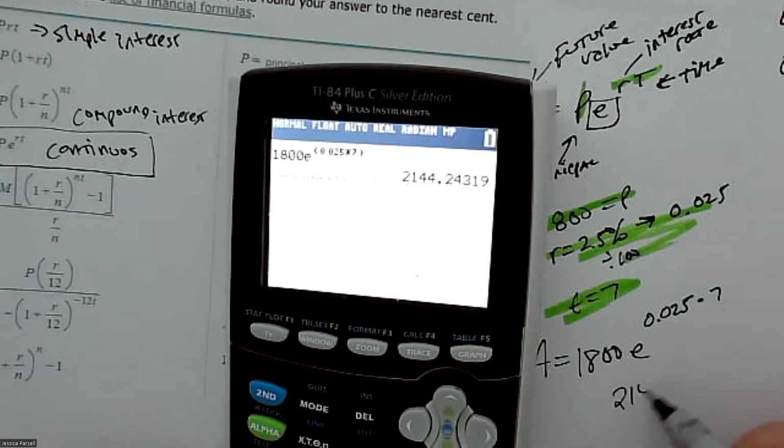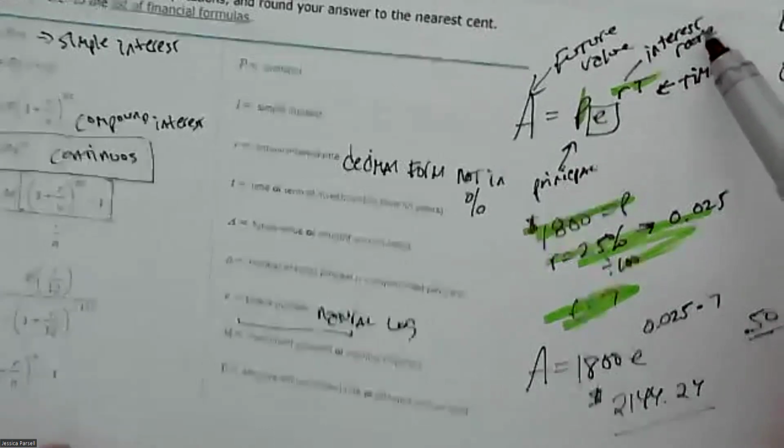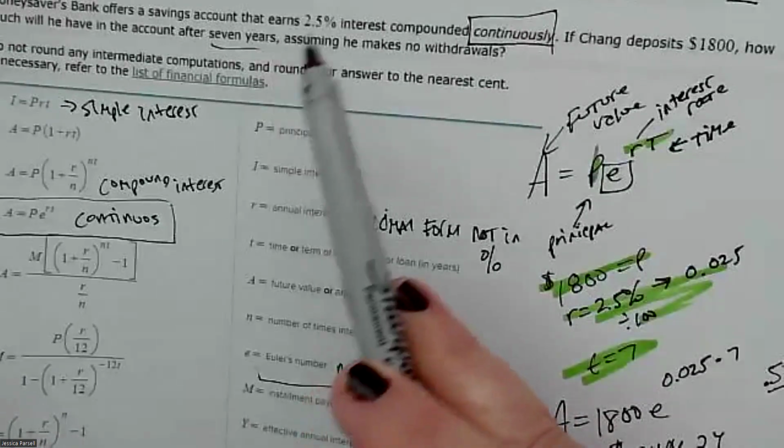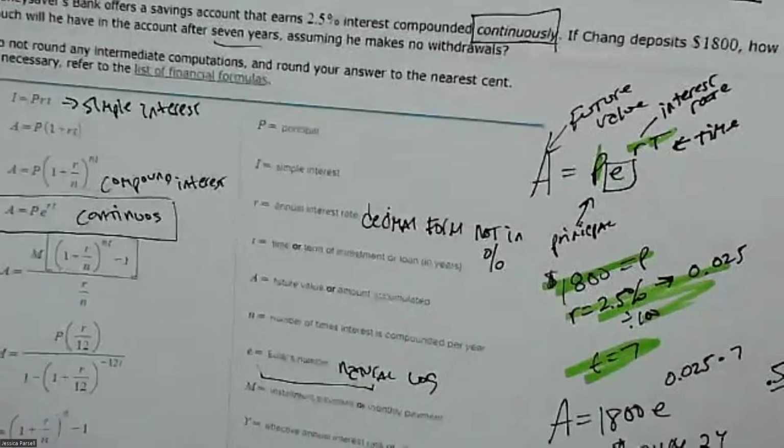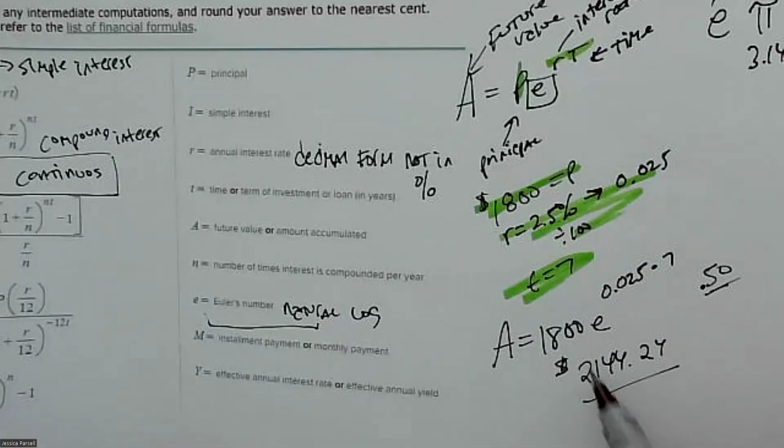So 2144.24. All right, they asked us to round to the nearest cent. That's 2 decimal places, right? Like think about the wrapper 50 cent, right? It's just 2 decimal places. So I'm going to go out to 24 cents. So Chang walked into the bank with $1,800, left it in the bank for 7 years. The bank said they'll give Chang 2.5% interest. When he comes back in 7 years, his 1,800 has grown continuously to $2,144.24. Now the trick's going to be, how can we do this on the calculator in ALEKS?